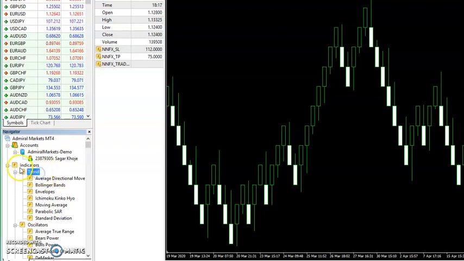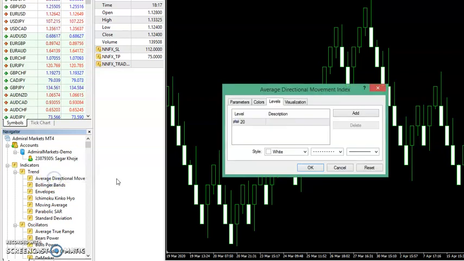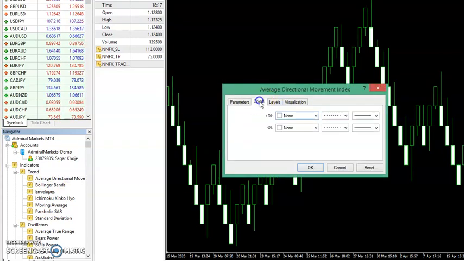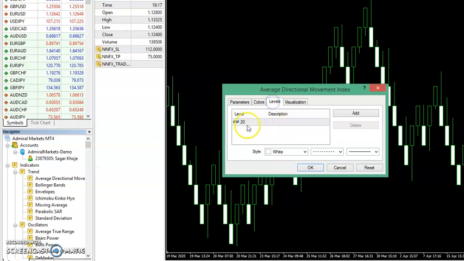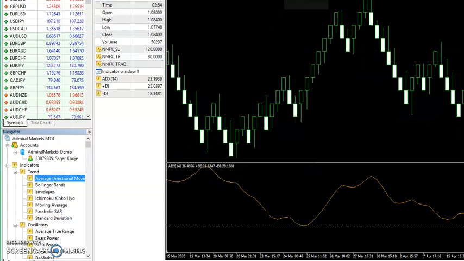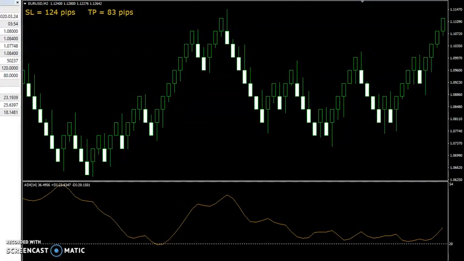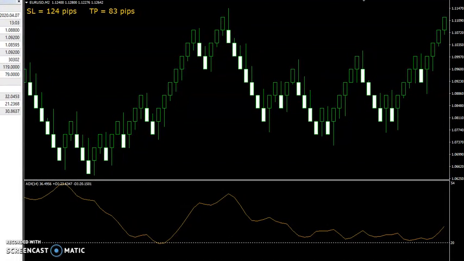So you just go to MT4 trend, open your ADX, the average directional movement, and the parameters are the same, default settings. Color levels, just change the colors to none, like plus DI, minus DI, we don't need that. Go to levels and put a level 20 on it and make it white. So that's your indicator, and it is really good at keeping you out of choppy markets.